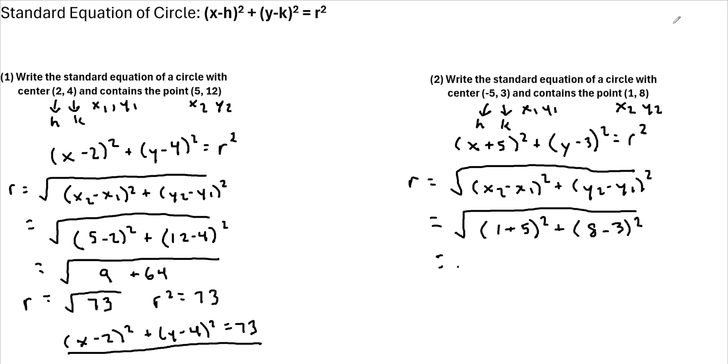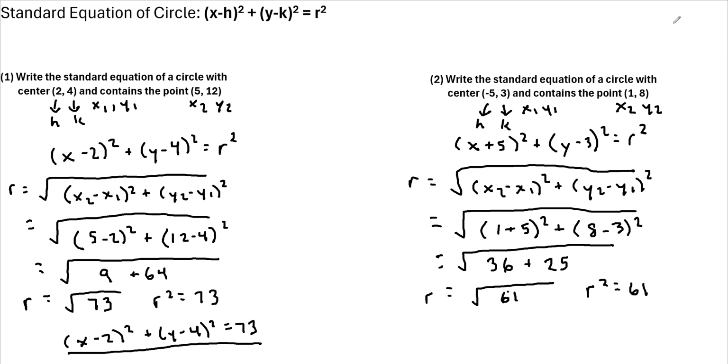So we get 1 plus 5, that's 6. 6 squared is 36. Plus 8 minus 3, that's 5 squared. 5 squared is 25. So we write the square root of 36 plus 25, which is 61. So that is our r. Now recall, in the formula we need r squared. So r squared is just going to be equal to 61.